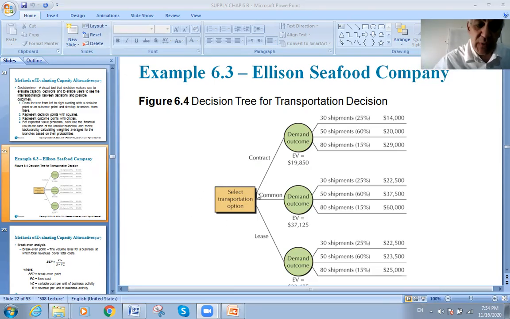The squares always represent a point of decision. So we represent the squares for the decisions. The circles are for the events of the probability distributions. Let me show you this with an example now.